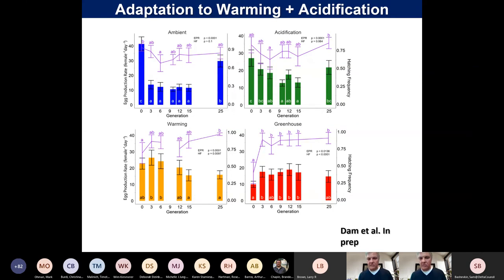That is the classical ecological effect of stressors, and what you typically see people reporting in papers. But as early as three generations, we see a significant increase in egg production and particularly in hatching success. And that hatching success remains high, as well as the egg production remains higher than the F0. Next.